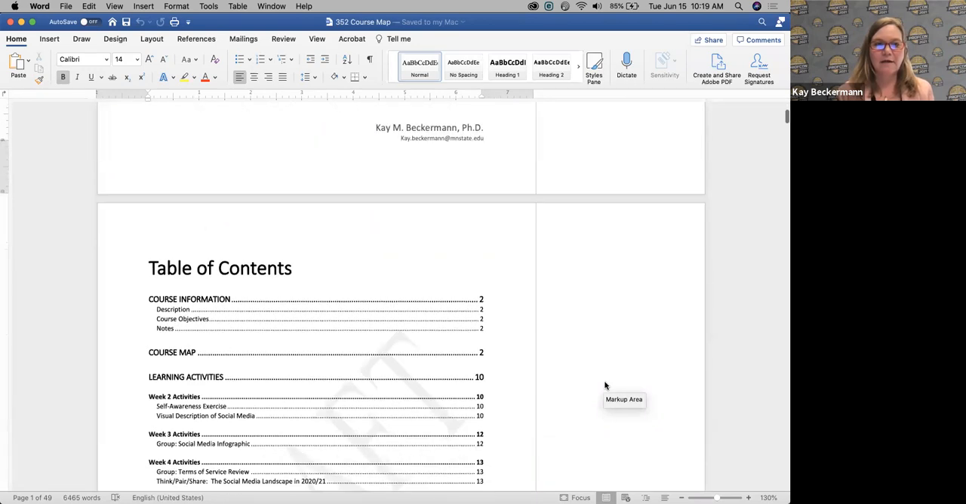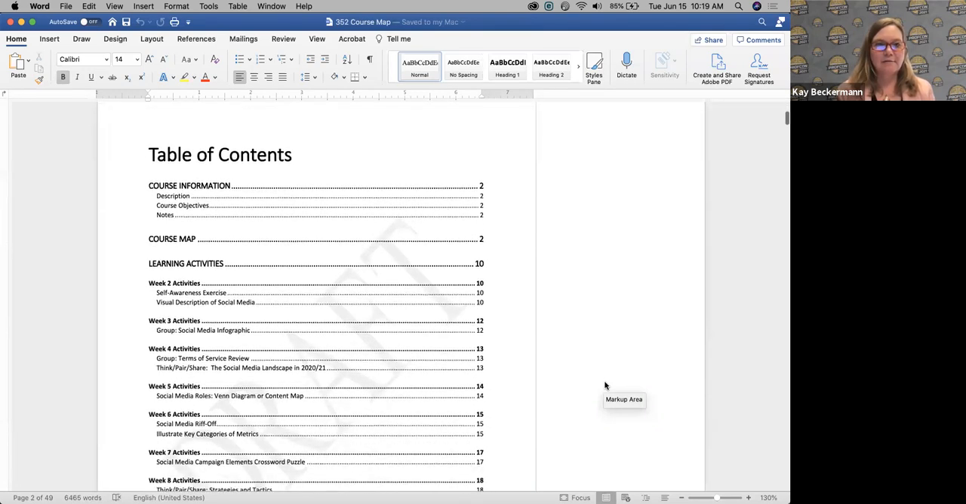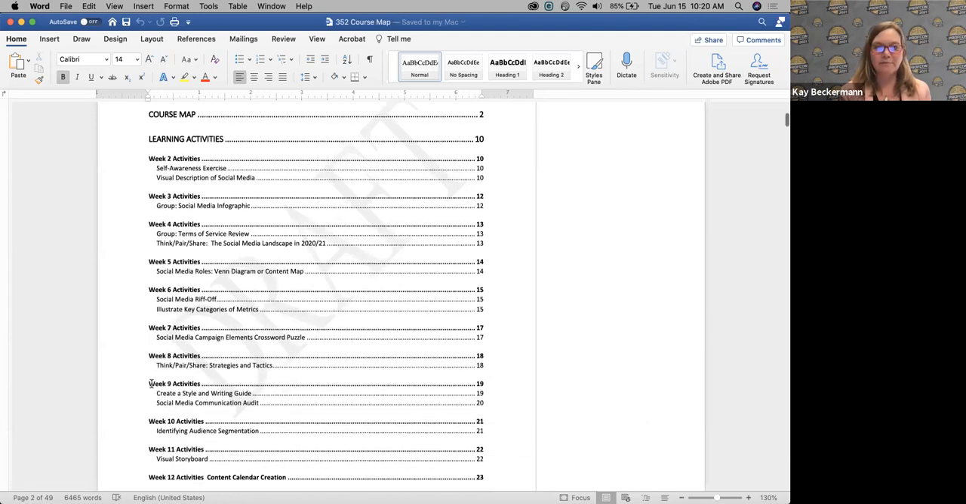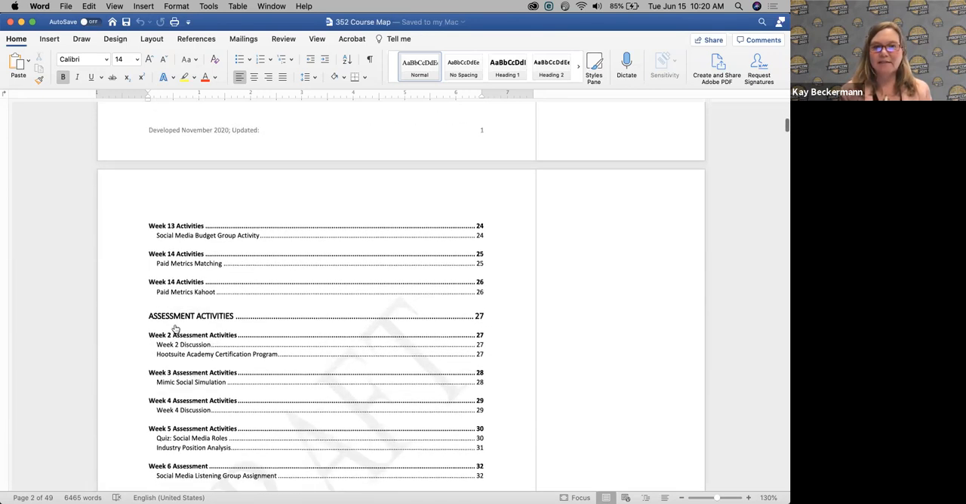So then at some point you'll update this course map as well if you decide to use her particular textbook again. So you see here, table of contents. We start out with the course information, just a description and the course objectives, and then the course map. And then you'll see here, I have the learning activities separated by week. So it's easy for me to simply go week by week and see which learning activities we are going to do.